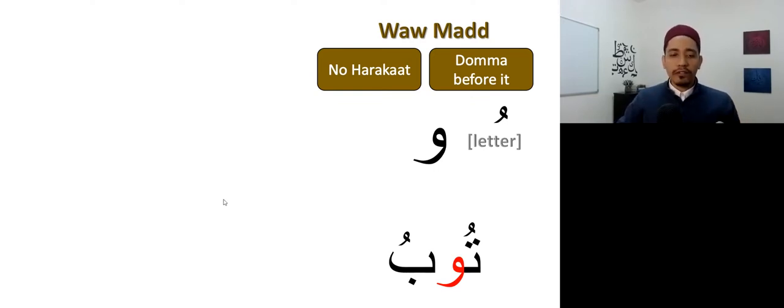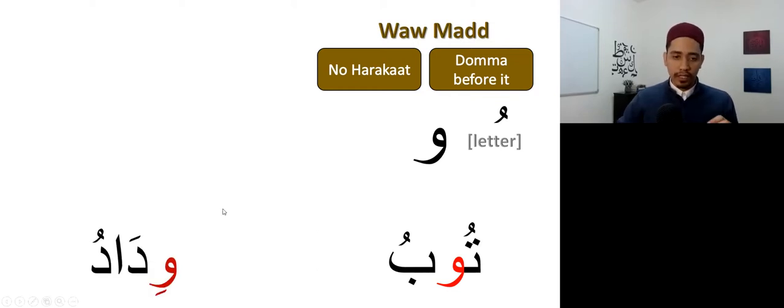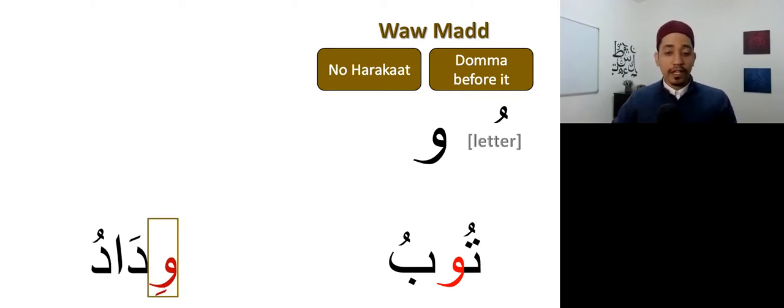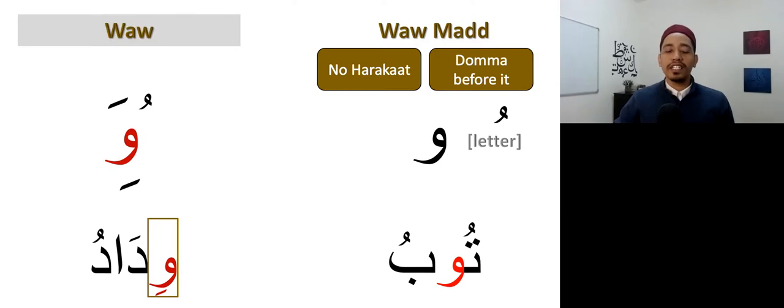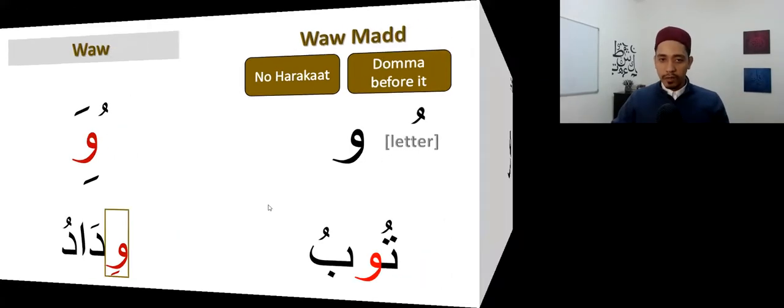However, what if we have a word like this, where the letter Waw has a haraka? We immediately know that this is not the Waw mad that we spoke about. This Waw can have a fatha, kasra, or dhamma, and in this situation it is called just Waw, not Waw mad. Waw mad means the Waw that extends the dhamma, whereas if the Waw has a haraka, it's just Waw like any other letter, and that's the letter we're going to speak about first.